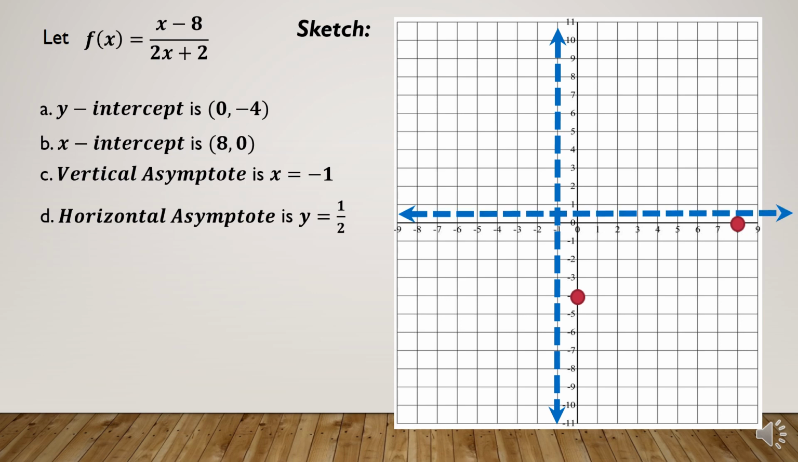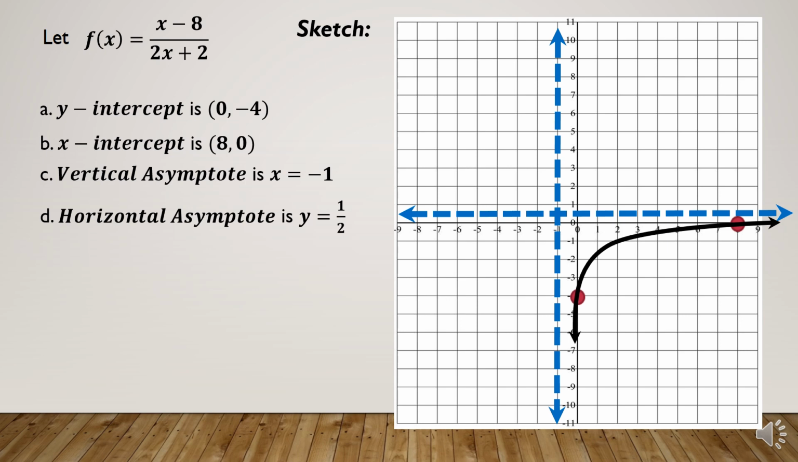Now, let us connect the x and y intercepts. Since you have observed that both intercepts are on the right side of the vertical asymptote, let us now connect.